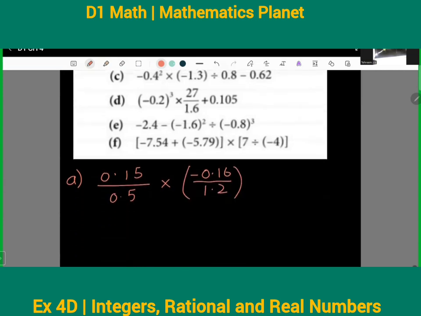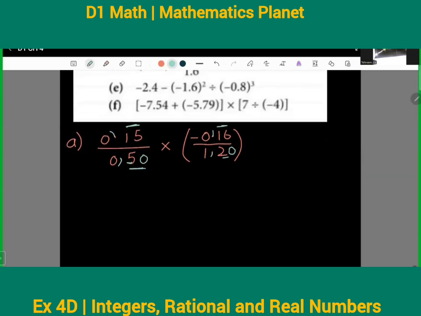Okay, so first of all, the main target is to finish the decimal. We have unit, tens, 2 places after decimal. Here we have 1 place after decimal, so we are going to put 1 zero over here. Similarly, here I have 2 places after decimal, but here I have 1 place, so I'm going to put 1 zero. To make the decimals at the similar places, we need to put the 0. Now we can cancel out the decimals. So what we are going to get is 15 divided by 50 multiplied by minus 16 divided by 120.